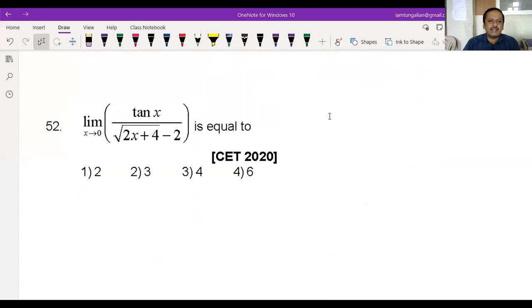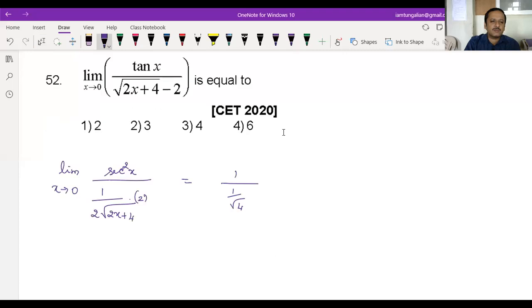Next, the 52nd question, this was asked in last year's CET paper. Limit x tends to 0, tan x divided by root of 2x plus 4 minus 2 is equal to. If I directly apply the limit here, tan 0 is 0. Denominator: root of 0 plus 4, that is root 4, which is 2. 2 minus 2 is 0. Numerator is 0, denominator is 0.